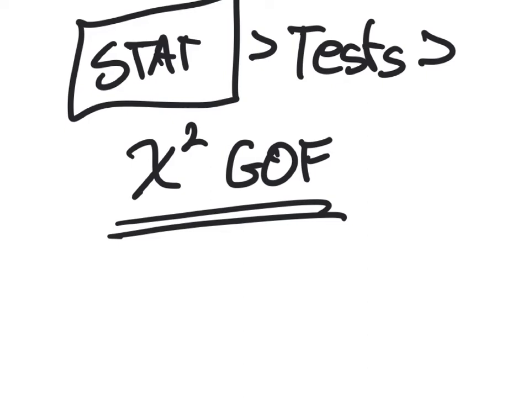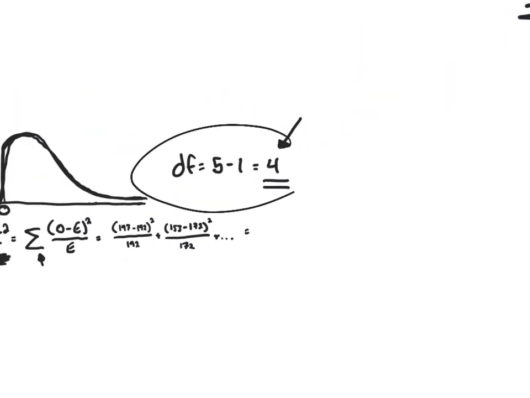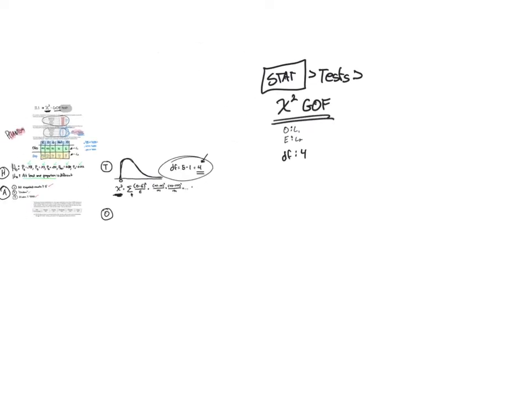Test. Observed values are in L1, so I'm going to do my observed. Yep, they're in L1. I'm going to do my expected. Yep, they're in L2. Degree of freedom, well, we had to figure that out. What was it again? Remember, categories minus 1, so it's going to be 4. So I'm going to put 4 there, and then I am going to calculate in there. It's going to give me everything I need.